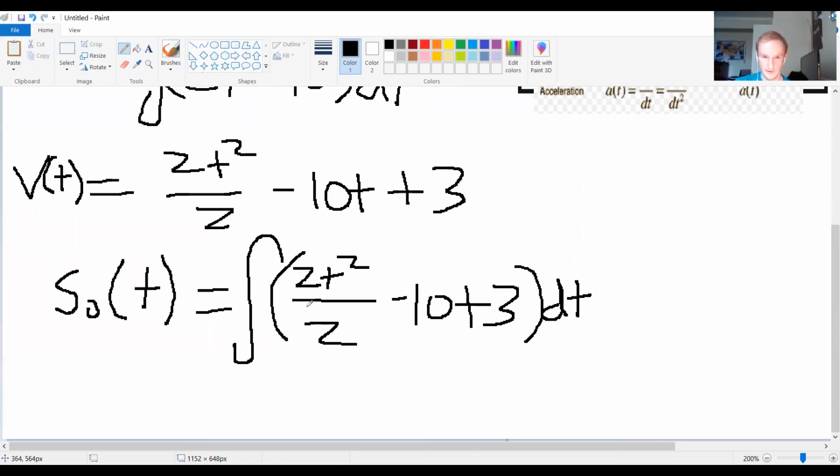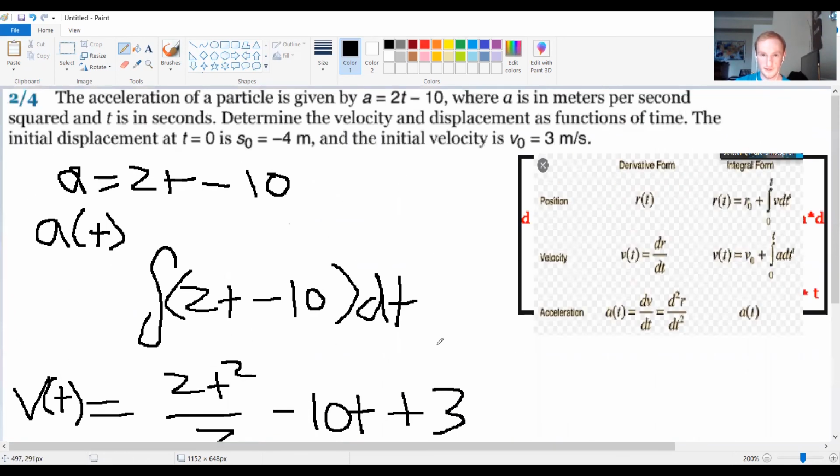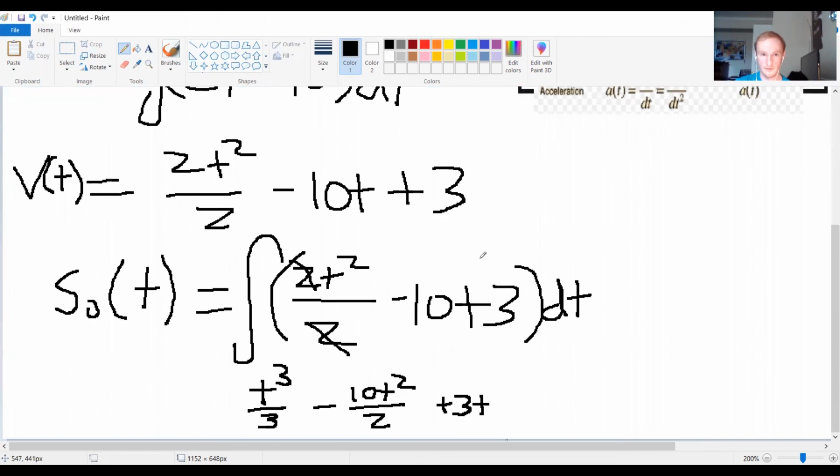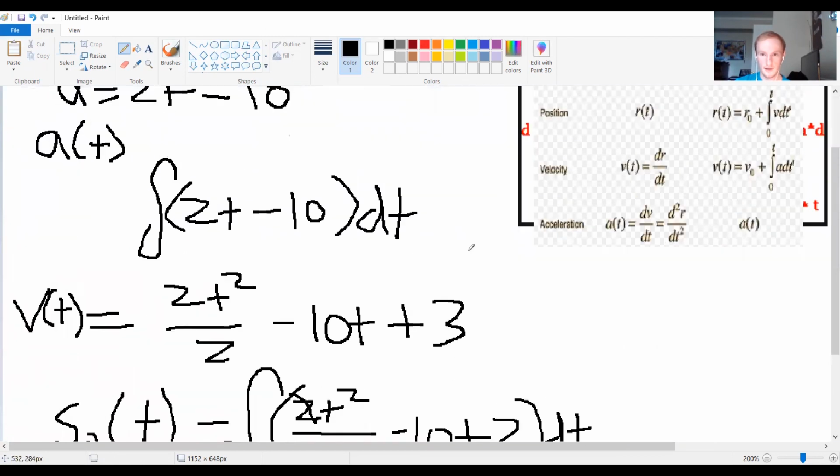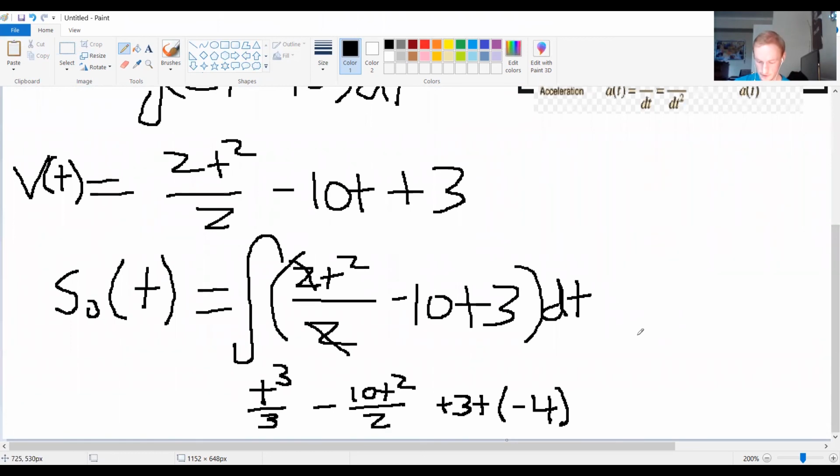And that is going to give us, these two's cancel by the way, t cubed divided by 3 minus 10t squared over 2 plus 3t. And did they give us an initial position? Yep, they did. They gave us -4 meters. So we're going to do plus -4. All right. And that is basically it for this equation.